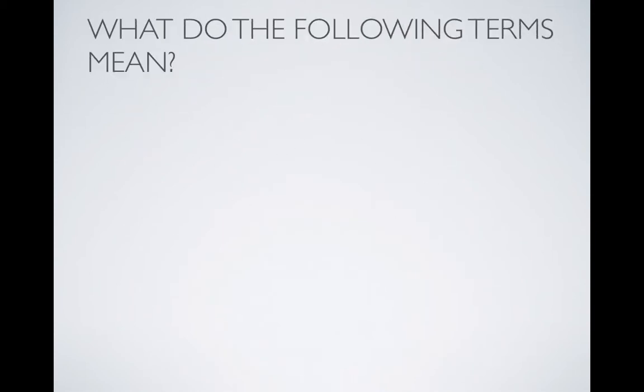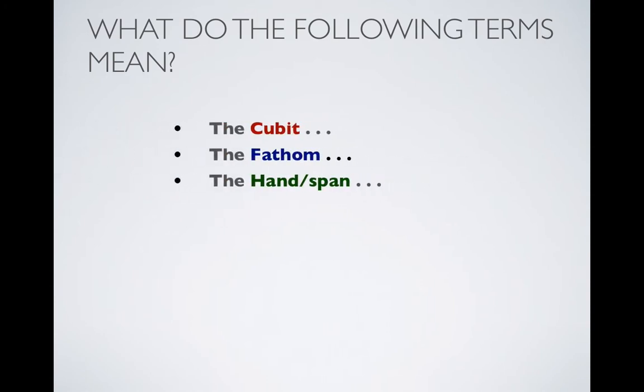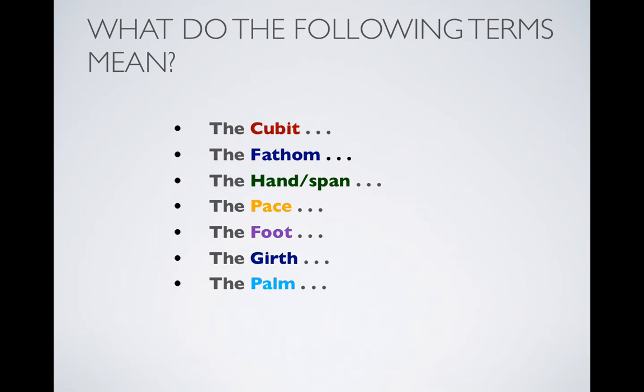So what do the following terms mean to you? The cubit, the fathom, the handspan, the pace, the foot, the girth, and the palm. We're going to take a second to look at each one with some examples.